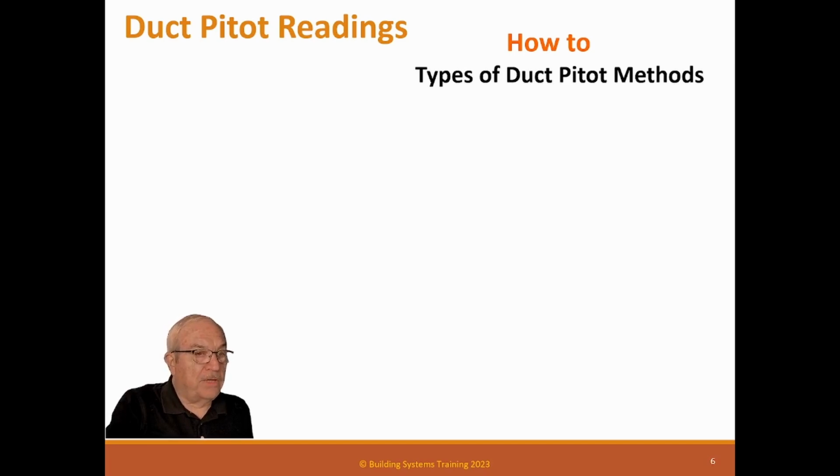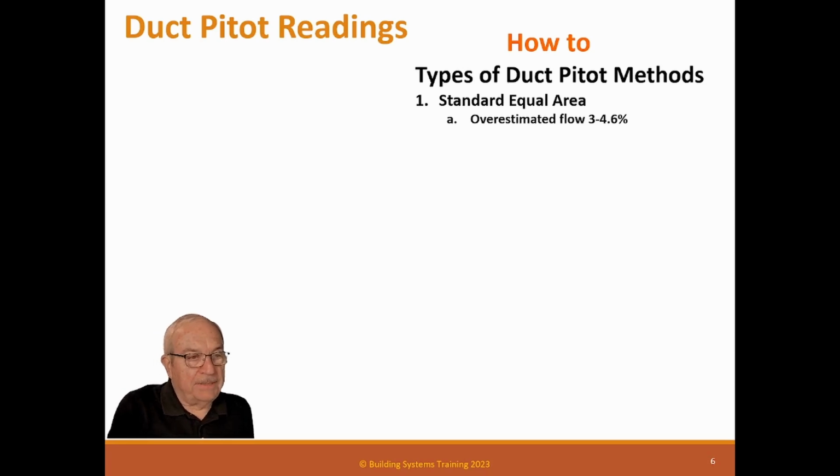Okay, there are 2 types of duct pitots. There's a standard equal area. Actually, a researcher did a study on these traverses, set up a lab experiment with perfectly laminar flow, knew exactly what the flow was, and he did both of these types. And this type, the equal area type, which is the traditional type, the one that's been around the longest, overestimates flow 3 to 4.6%. That was his statistical analysis. So the readings from it are high.